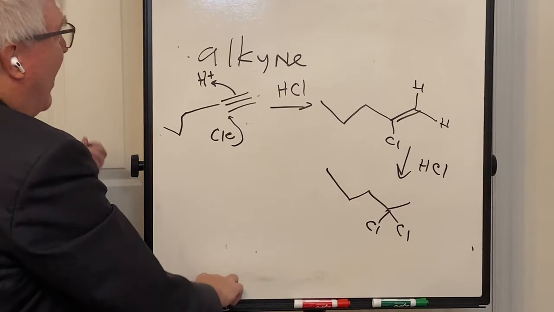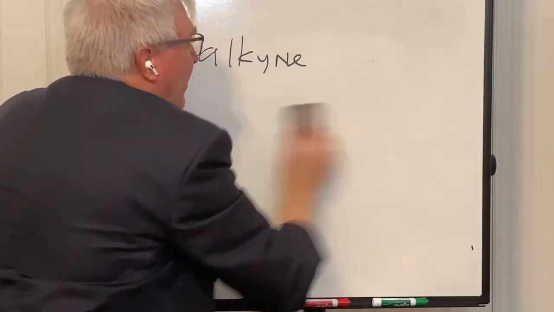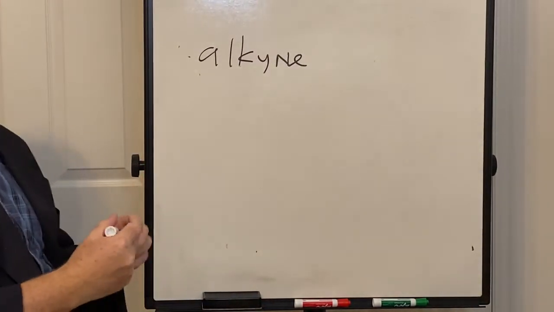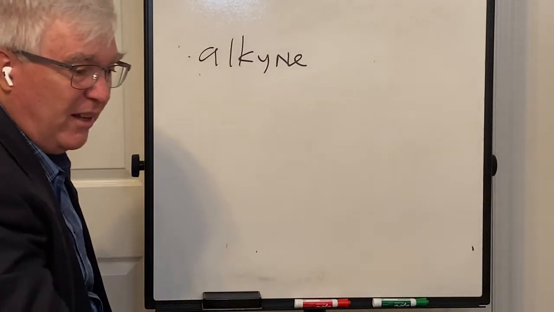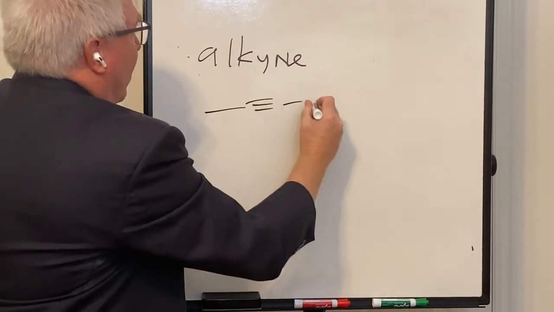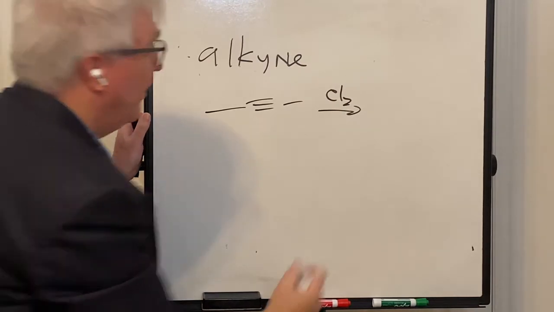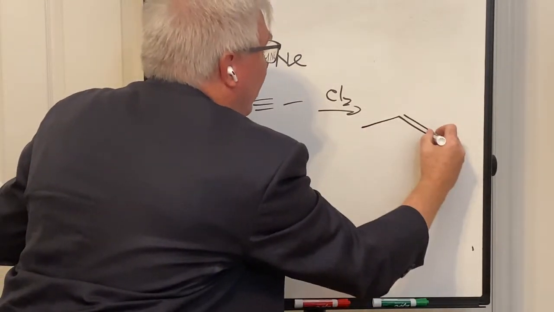All right, let's look at halogenation. We've got chlorine and bromine, and let's see what we need to do there. We've got chlorine with an alkyne here. And the first thing we're going to go to is this.